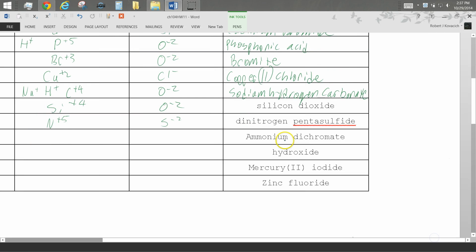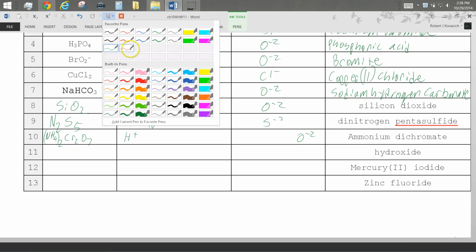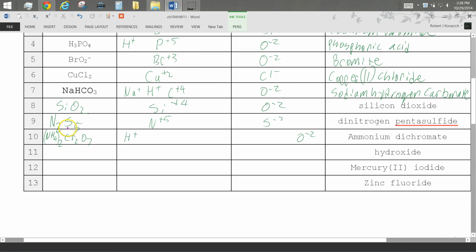We'll take care of a couple things. We'll put oxygen as a -2, and we'll put hydrogen as a +1. How are we going to figure out what the nitrogen's charge is? Ammonium has an overall charge of +1, right? Yeah, so that's exactly how you should do this.